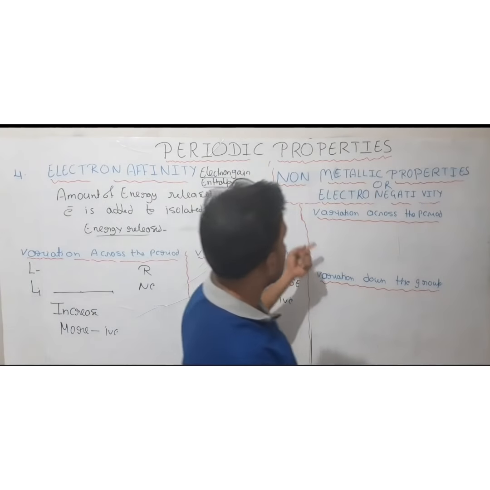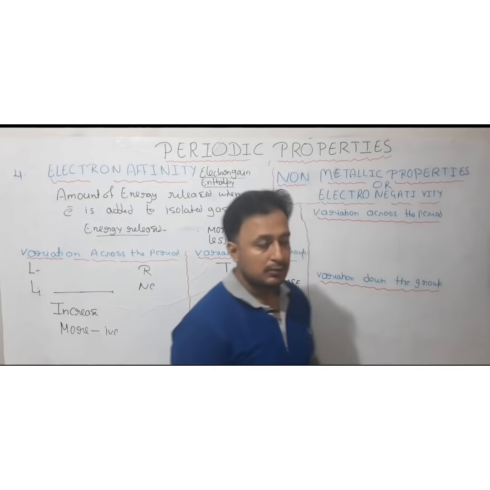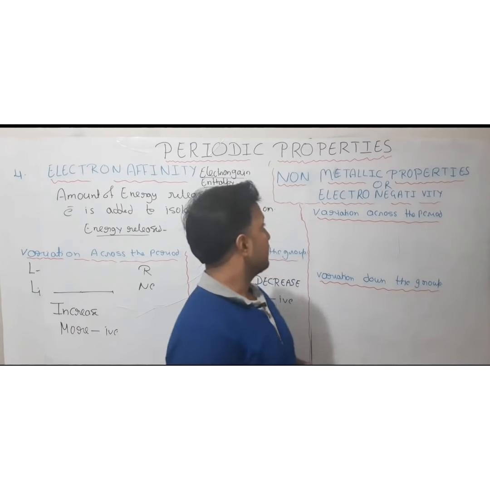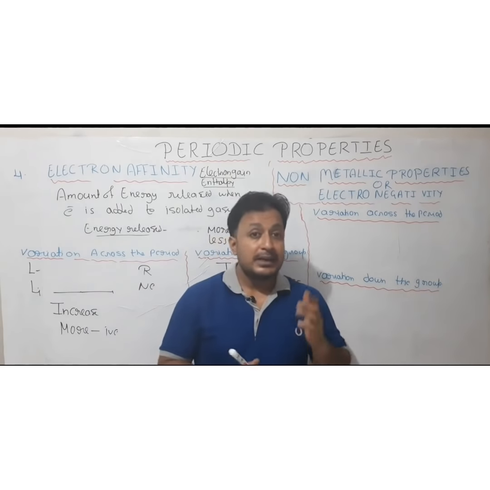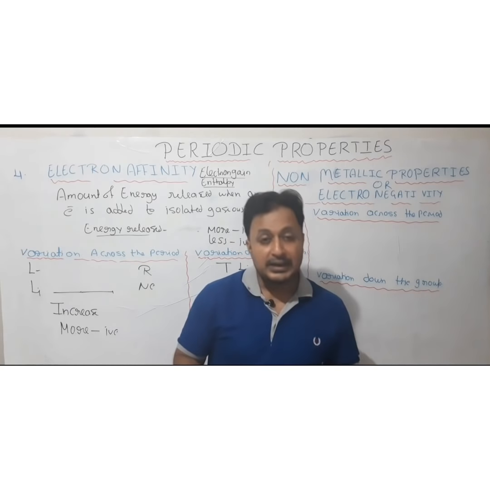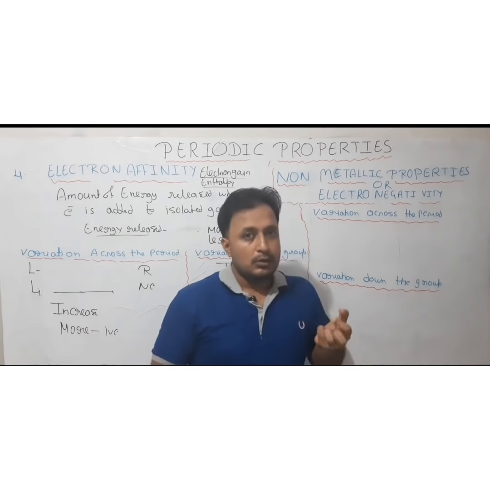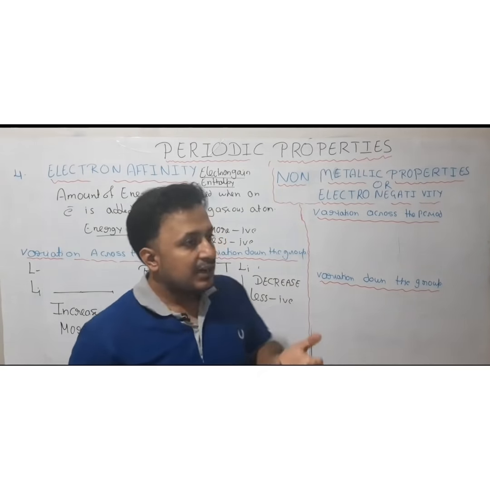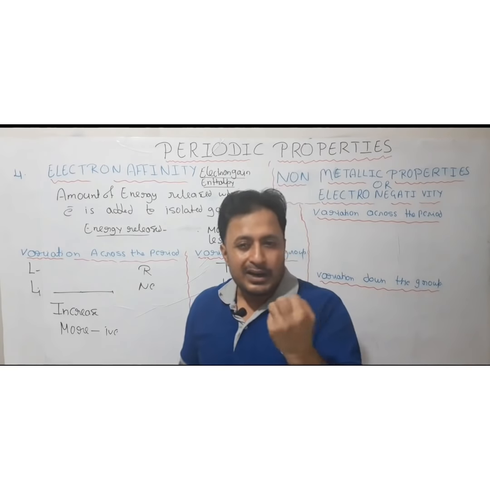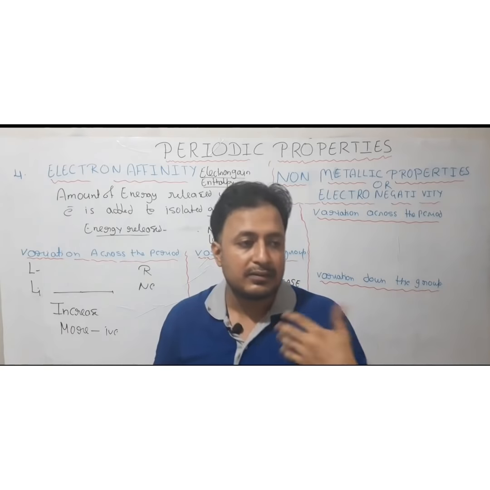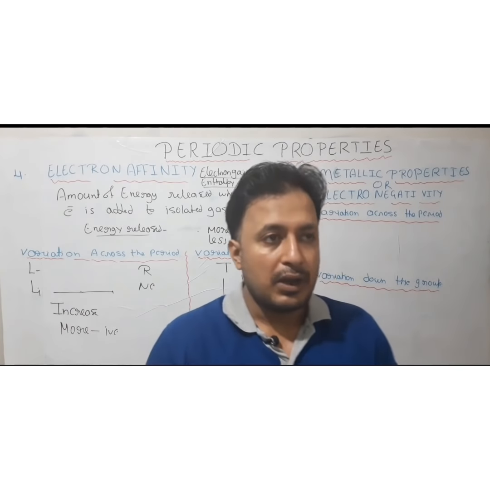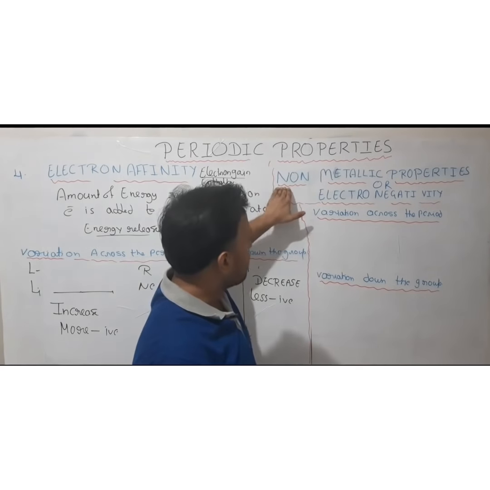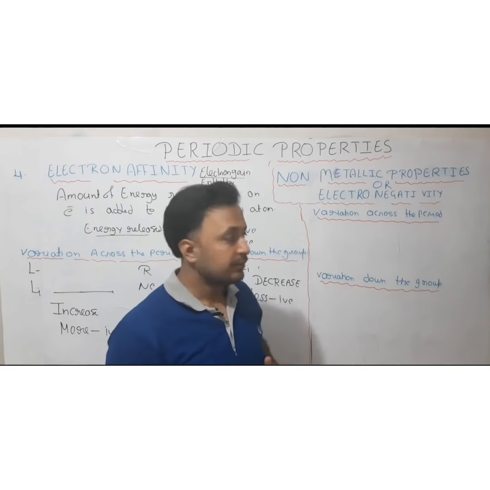Now we move to the next property, that is non-metallic properties of the elements, or electronegativity. What is the meaning of electronegativity? Electronegativity means the tendency of an atom to attract electrons. So if any atom easily accepts or attracts electrons toward it, it is said to be more electronegative, or we can say it is a non-metal. So basically the non-metallic property and electronegative property are relatively similar.